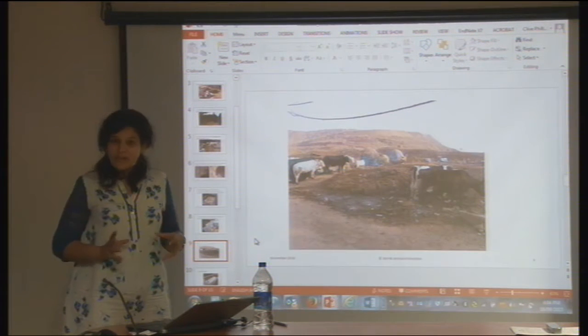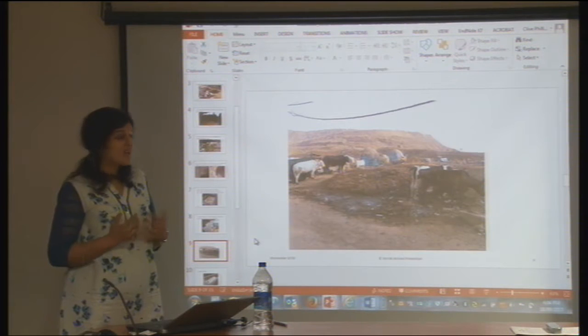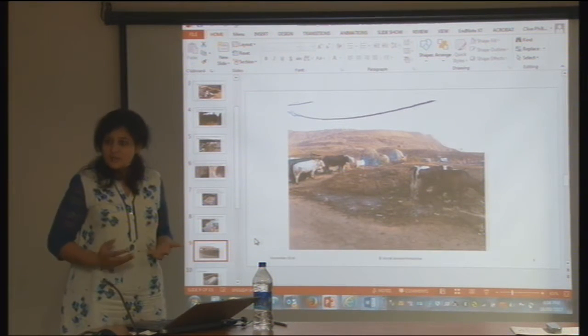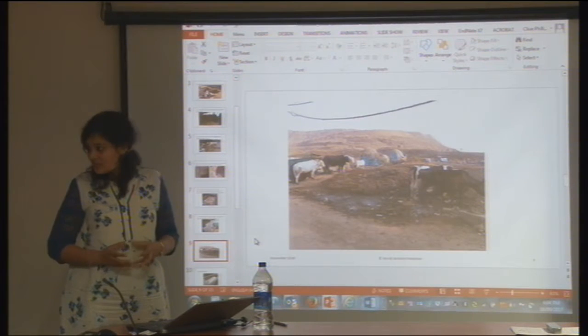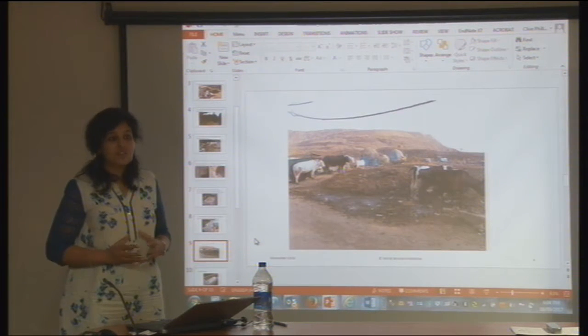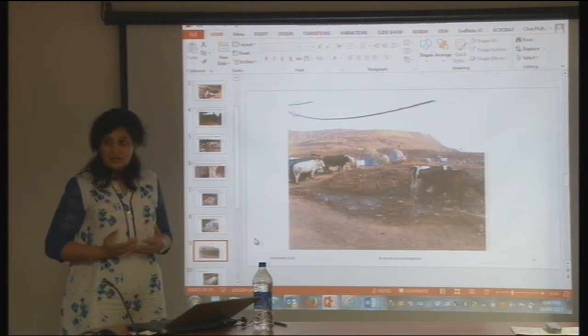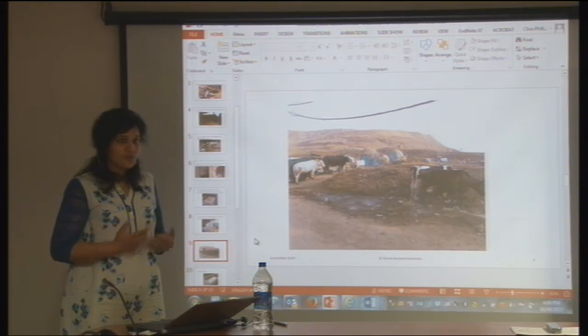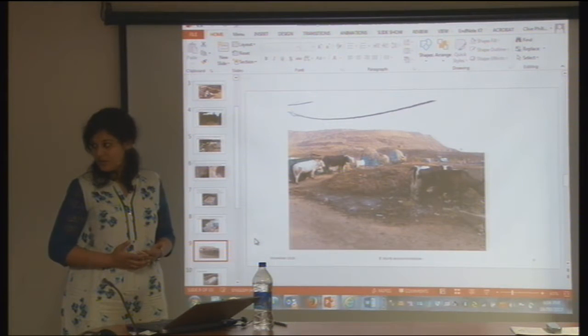So you can imagine the kind of environment and the air quality that these animals, and not just animals, people, the workers who are working with these animals, are living in. And you can imagine the kind of stockmanship they must be able to offer to these animals because of the conditions in which they are operating.